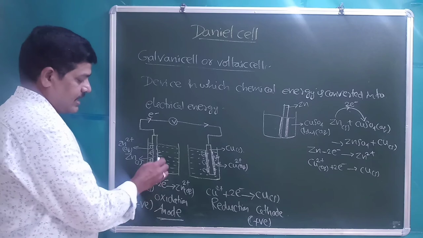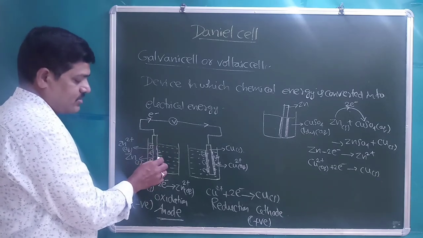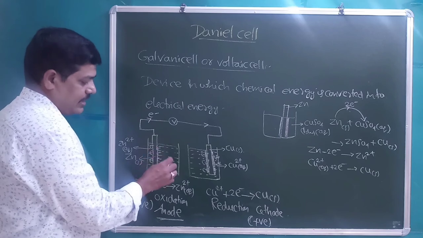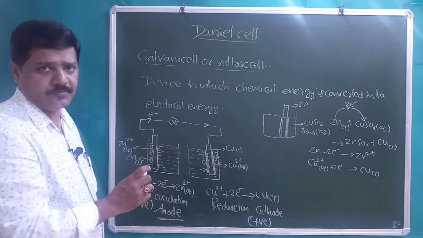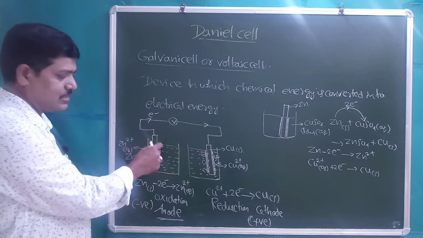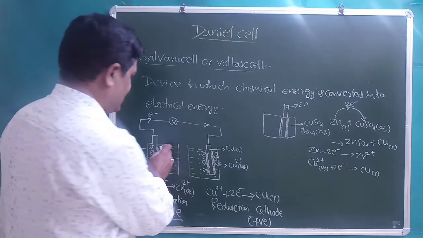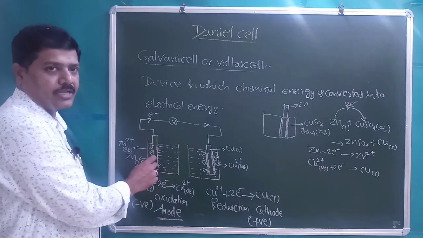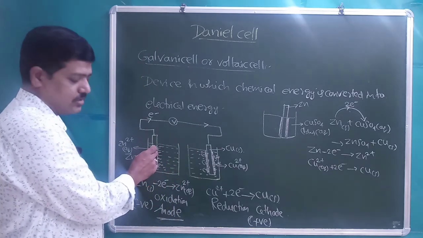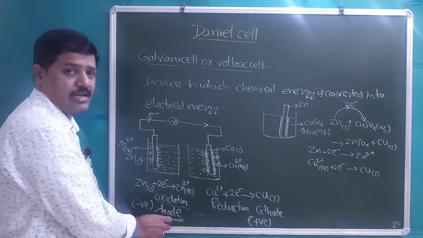Because the electrons which have been lost by zinc atoms, the electrolytic solution will offer some resistance, so the electrons will only accumulate on the surface of the zinc rod. So these electrons accumulating on the zinc rod give a negative charge to the electrode. Oxidation is occurring, so that's why we call it an anode.